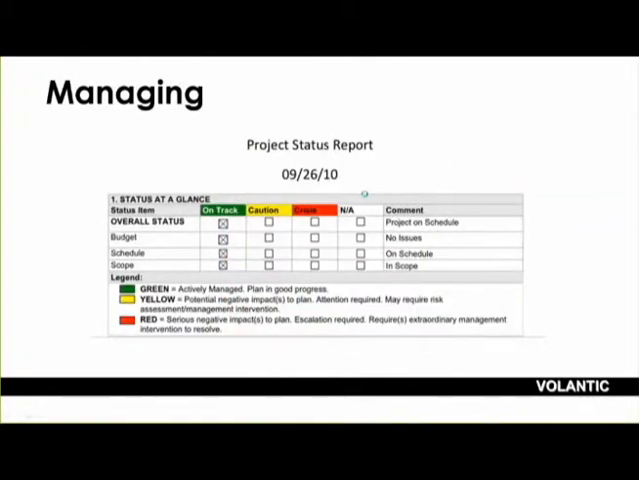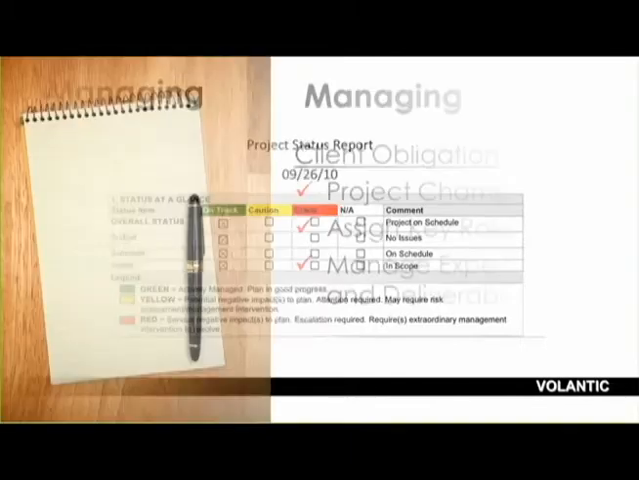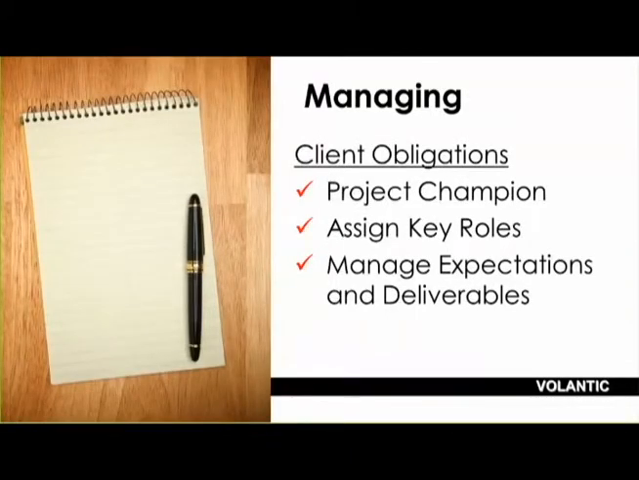There we go. Okay. In terms of management, one of the things we like to look at is communication and project status. So we'll look at the budget, schedule, and scope, making sure all of that stays on track. As scope or the schedule changes, we're going to be able to communicate that to key players within the organization. Also, we look to the client for obligations. Those obligations involve things like assigning a project champion to the project, assigning key roles, and managing expectations and deliverables.